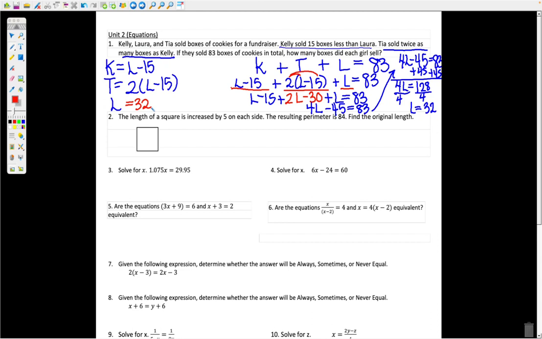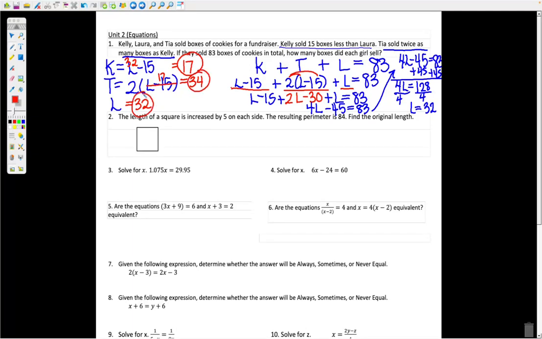And now if I take 32 minus 15, that'll give me Kelly, 17. Now if I just say 2 times 17, I get 34. The reason I said 2 times 17 is because Kelly, right here, is 17. So L minus 15 is 17. And those are my 3 answers right here.